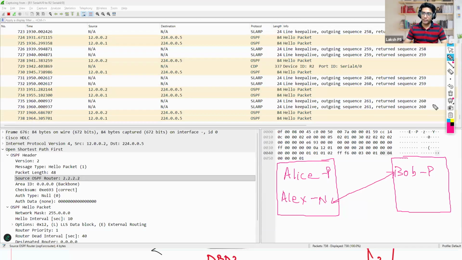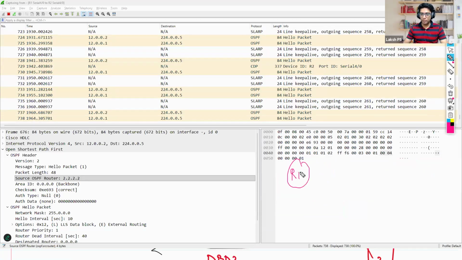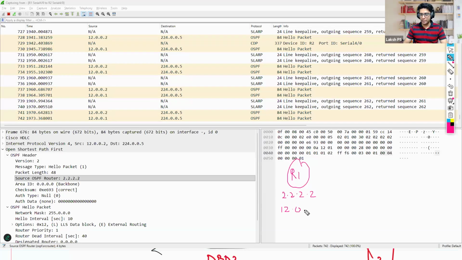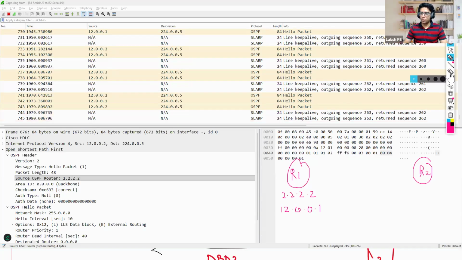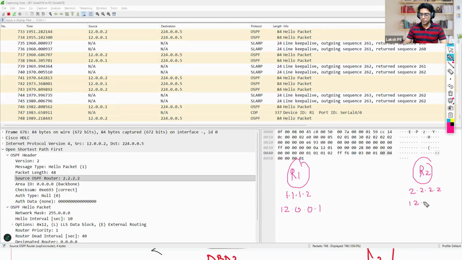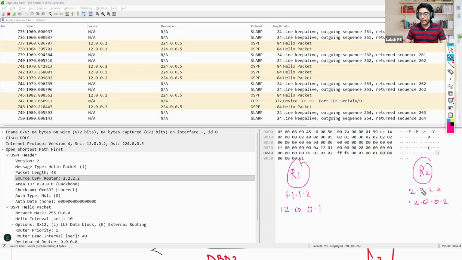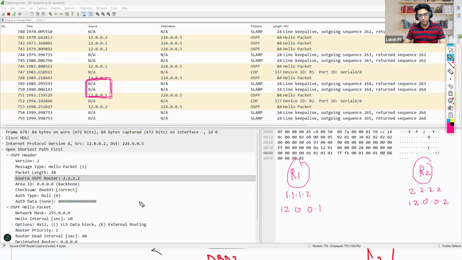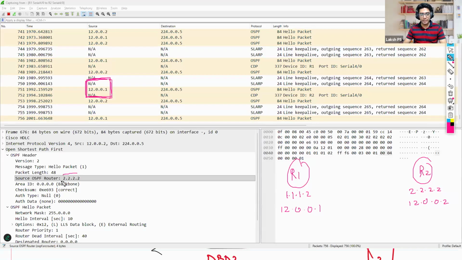And here is what is happening. Router 1 has a nickname of 2.2.2.2, but his official name is 12001. And R2 over here is on 1.1.1.2. Here it's 2.2.2.2 and the official name is 12002. In the actual data, you can see the data is being sent using the professional name, but the hello messages use the nicknames.